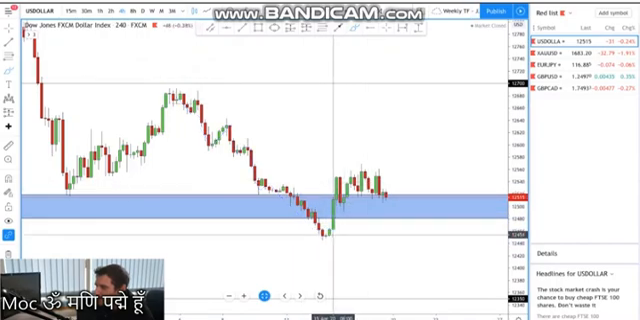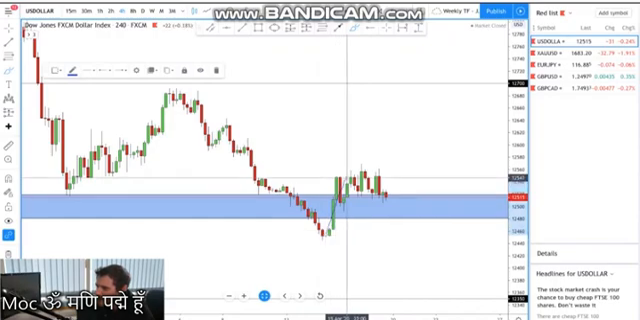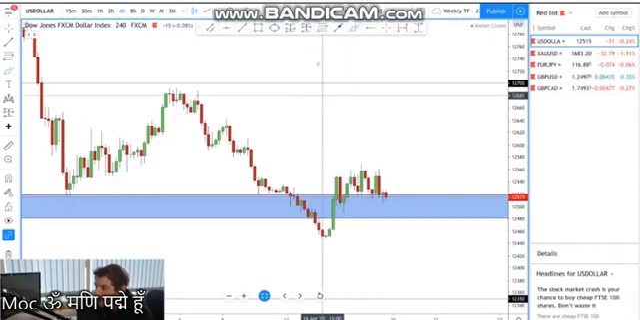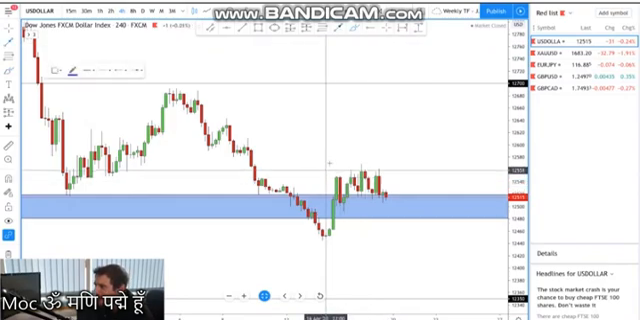Okay, so this is obviously given price a push into this region just here. Now, overall, guys, to me, the market here on the 4-hour time frame is still bearish. But immediately, when I open this market, what do I see?